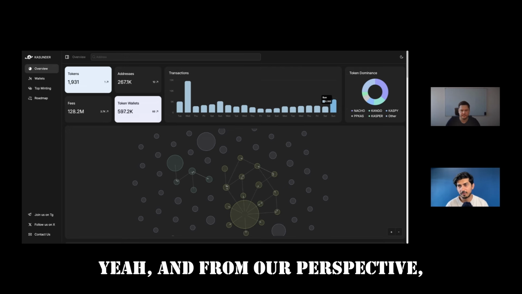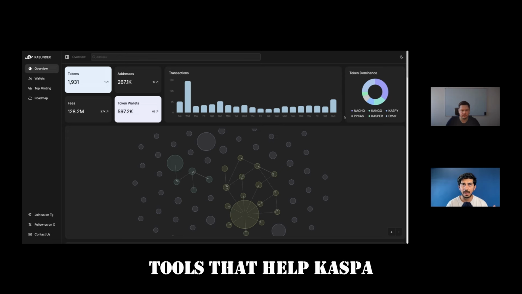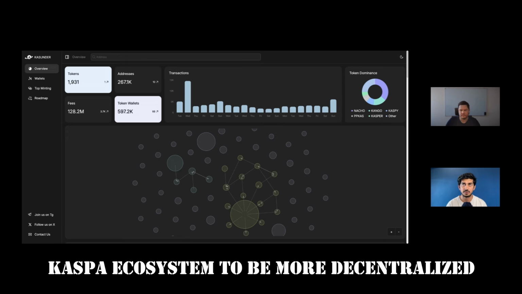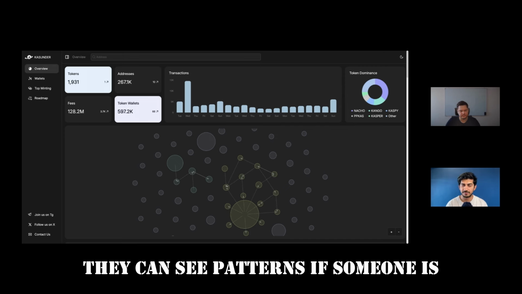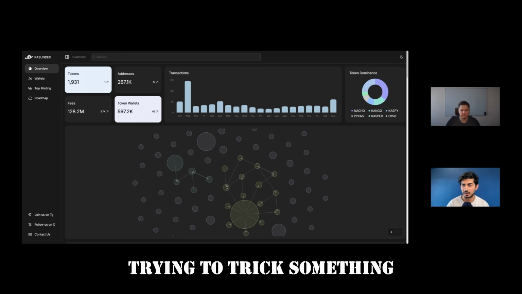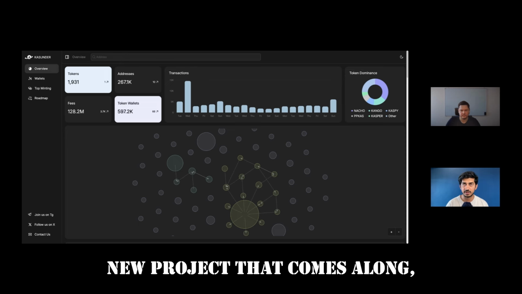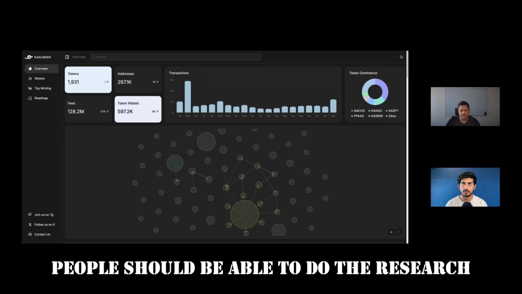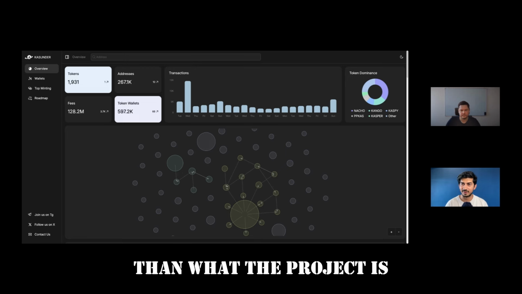Yeah. And from our perspective, I thought these are tools that help the Kaspa ecosystem to be more decentralized, because when people can do the research, they can see patterns. If someone is trying to trick something or play games here, right? Some KRC20 token or any new project that comes along, people should be able to do the research. And this sort of helps you take a step forward from what the project is putting out there, right?